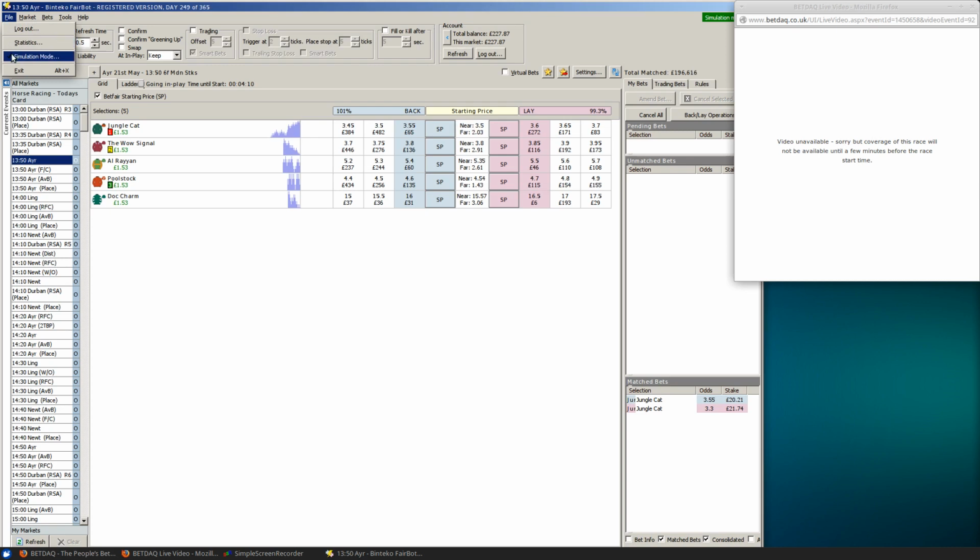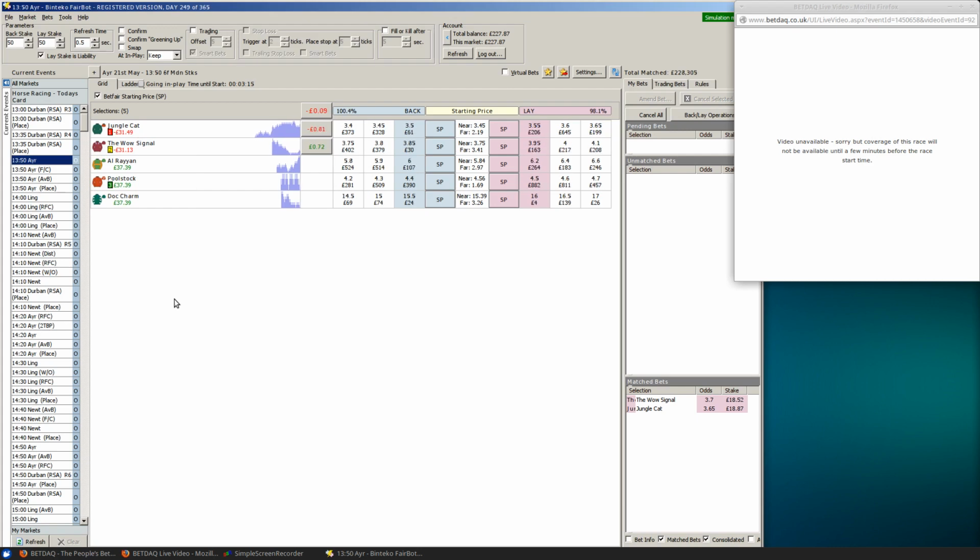Let me first of all switch off simulation mode and then switch it back on, and that'll clear this race so we don't have anything in there. Okay, so if I lay Jungle Cat at 3.6 for £50, that's my winnings if Jungle Cat loses, and that's where I'll lose £50 if he goes on to win. Now in this strategy I'll be laying any number of runners. So for example, if I now go in and lay the second favourite here, I will end up, if neither of those win, winning £37. If either of those do win, I'll lose 31.